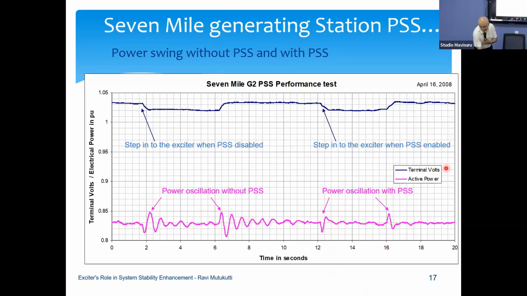Therefore, I put this slide here to show you a feeling for what you can do by adding a power system stabilizer into the system. Like I said, whenever you have more and more IBR, or inverter-based resource, penetration into your grids, these are more and more important.